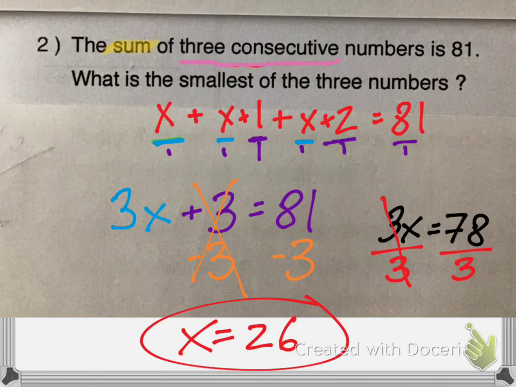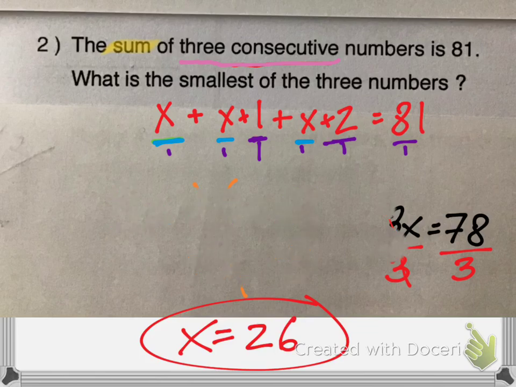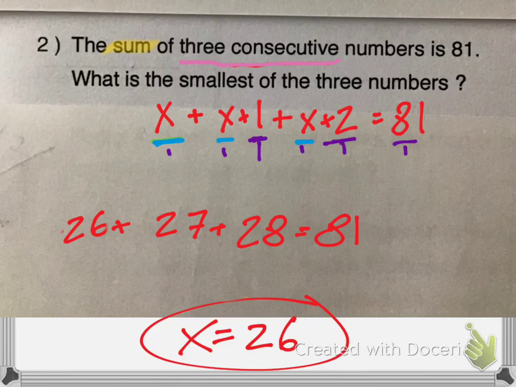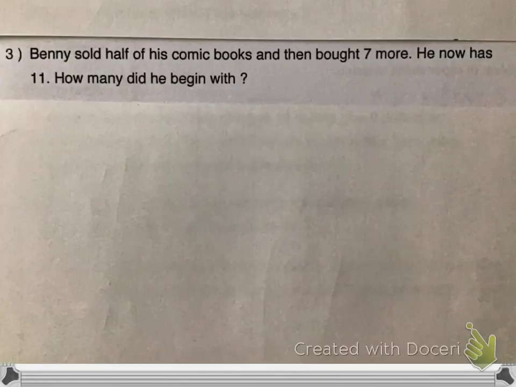What are the other 2 numbers? What are the other 2 numbers, Daniel? 27 and 28. Perfect. We get if x equals 26, then the next one, x plus 1 makes it 27, and x plus 2 makes it 28. And if I added all of those numbers together, I would get 81.